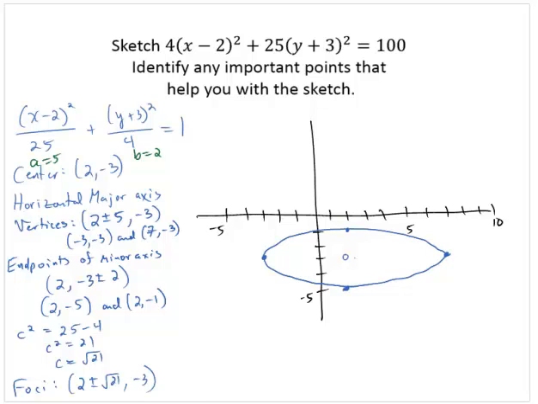And if we wanted to also plot the foci, well, the square root of 21 is between 4 and 5. So the foci would be 2 plus or minus the square root of 21. So 2 minus the square root of 21 would be over here somewhere, and we'd have another one over here somewhere. So there's our foci, F1 and F2.